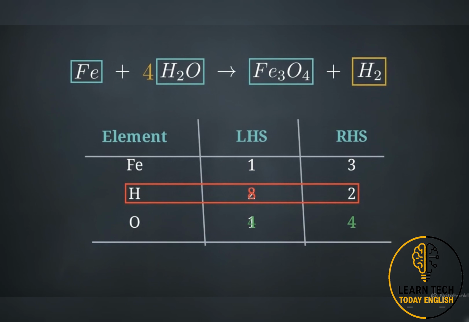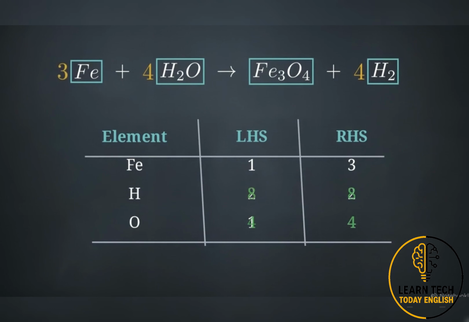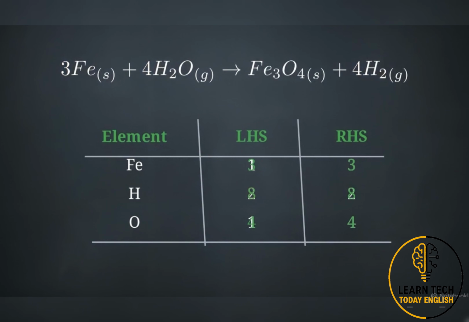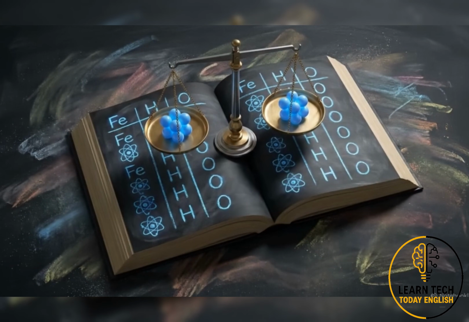Pause the video for a moment, look at the right side of the equation, and calculate what coefficient is needed in front of the hydrogen gas to reach a total of 8. Placing a 4 in front of the H2 molecule on the right brings that count to 8. Finally, we balance the iron by placing a 3 on the left side. With the atom counts equal, we add the physical state symbols, like solid and gas, next to each molecule to describe their form. Balancing equations is a systematic process of tracking inventory until the atomic ledger is perfectly equal on both sides.